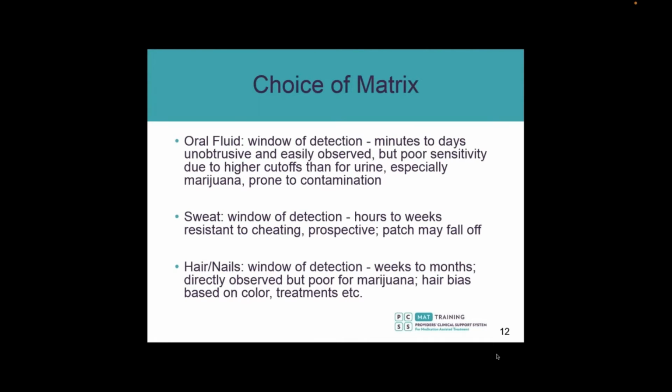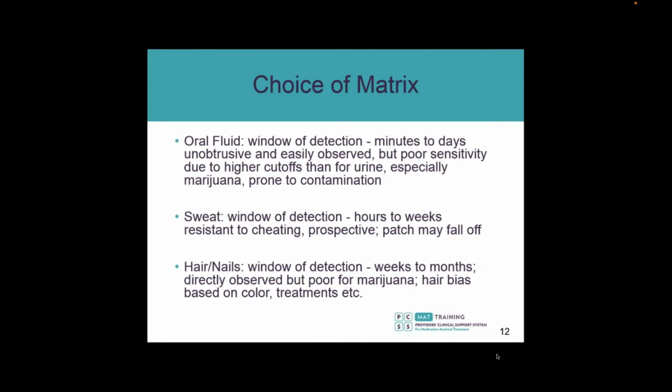Sweat is another matrix. Its window of detection is hours to weeks. It is more resistant to cheating. It's collected over time with a patch, but the patch may fall off, and it's only prospective. In other words, you're collecting from the point you apply the patch forward.